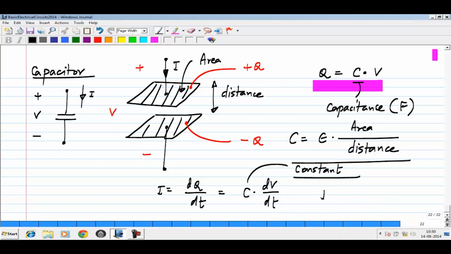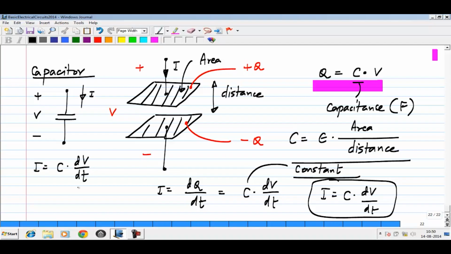So we have this relationship I equals C times dV by dt, and this is the VI relationship of a capacitor. The current is related to the time derivative of the voltage across the capacitor. Now this comes from the linear relationship between charge and voltage, which we have converted to a relationship between current and voltage. So for the purpose of analyzing circuits, this is the relationship we will be using.